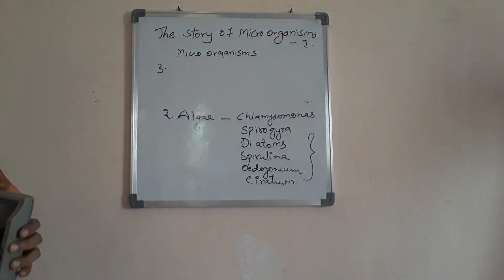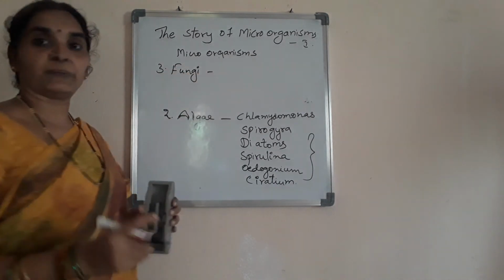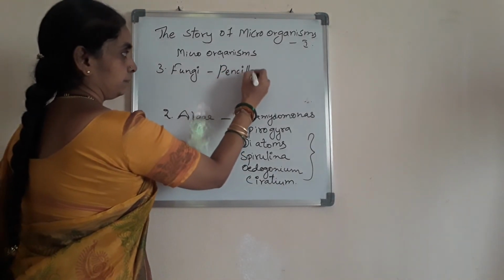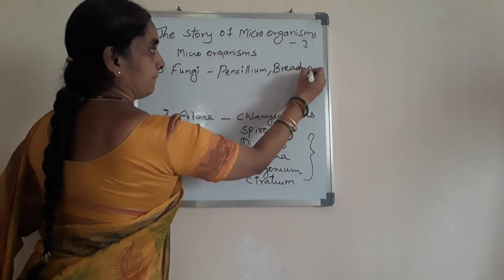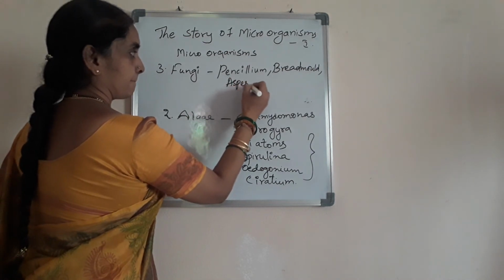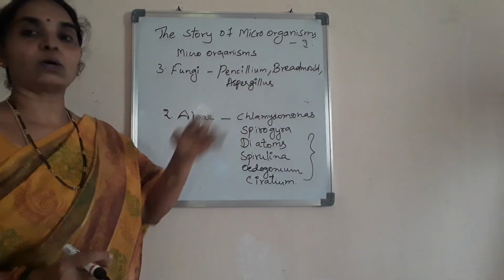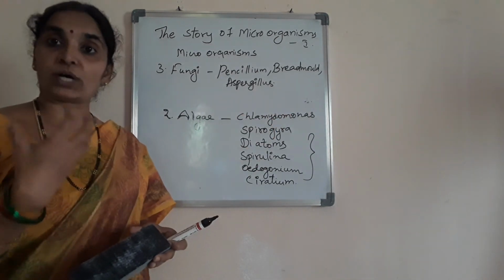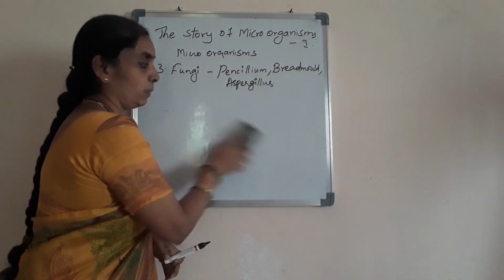Next is fungi. Aspergillus, Penicillium, bread mold. So these are the fungal varieties. Hope you have understood and know how to pronounce each word, and you also know about the bread mold, the mold that develops over moist bread when kept for a longer period. Fungus formation takes place, that you are aware of, isn't it, children?